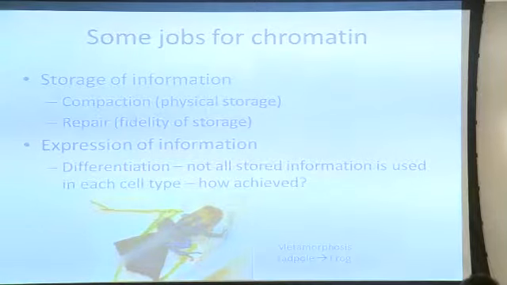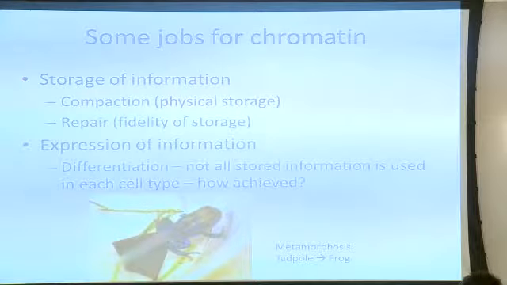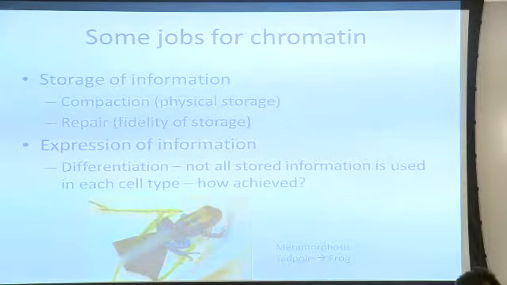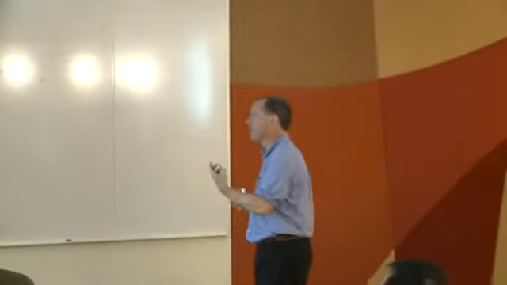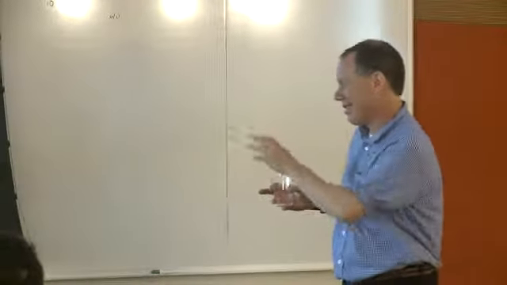The expression of information leads to the possibility of differentiation. The fact that not all cells in a metazoan or organism are the same is because they express different genes. Not all the stored information is used in each cell type. How is this achieved? Chromatin has a major role in how this is achieved. Chromatin is essentially a repressive structure. It's a structure that prevents the expression of genes except in places where it's permitted. And this picture shows, I think, just a beautiful example of differentiation in the case of metamorphosis of a tadpole to a frog.